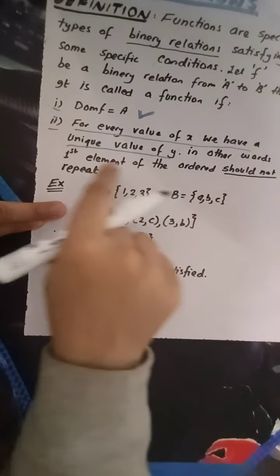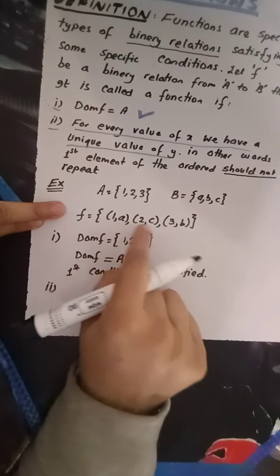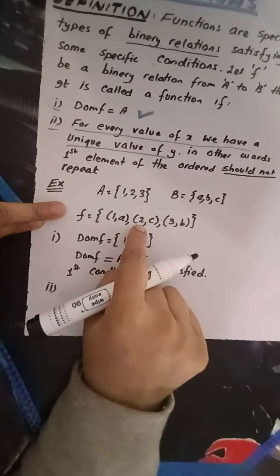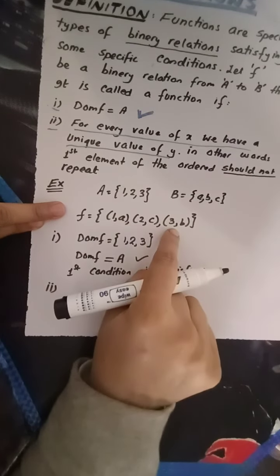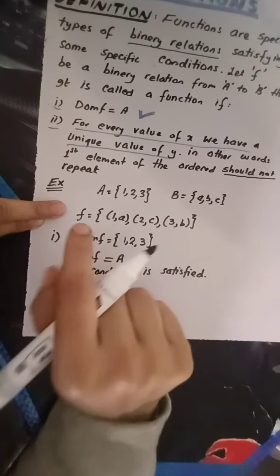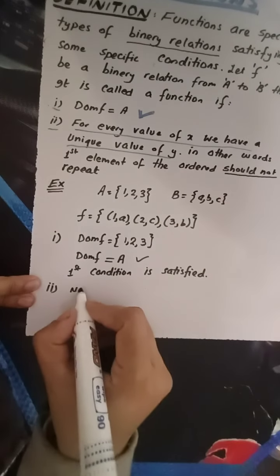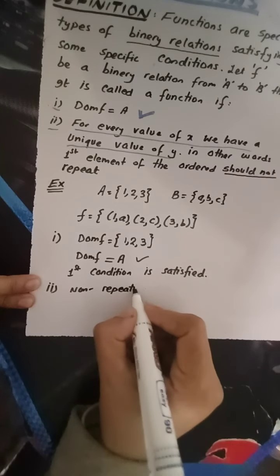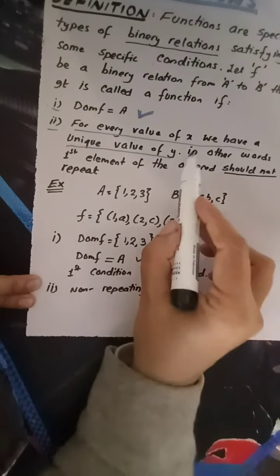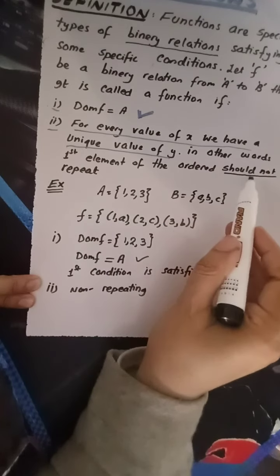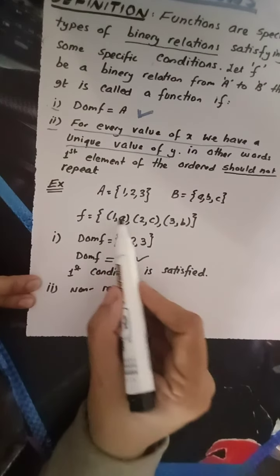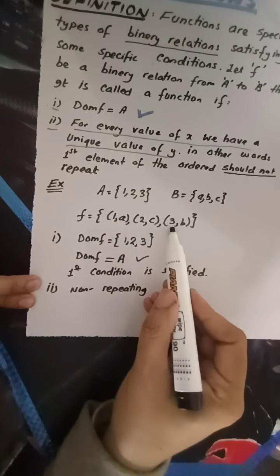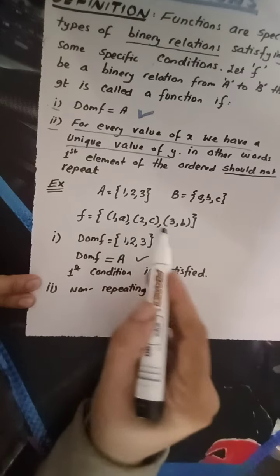or in other words you have non-repeating first elements of the ordered pairs. 1 is over here and it is never repeated again. 2 is written just once, and it's never repeated again in this binary relation. So it means that we have non-repeating first elements. In other words, the first element of the ordered pair should not repeat. Here the first element is not repeated. 1 is written only once, 2 is written only once, 3 is written only once. It is never used again in this binary relation.